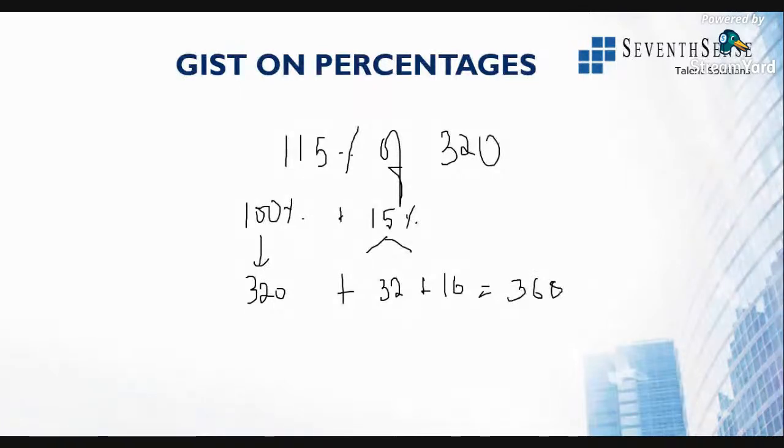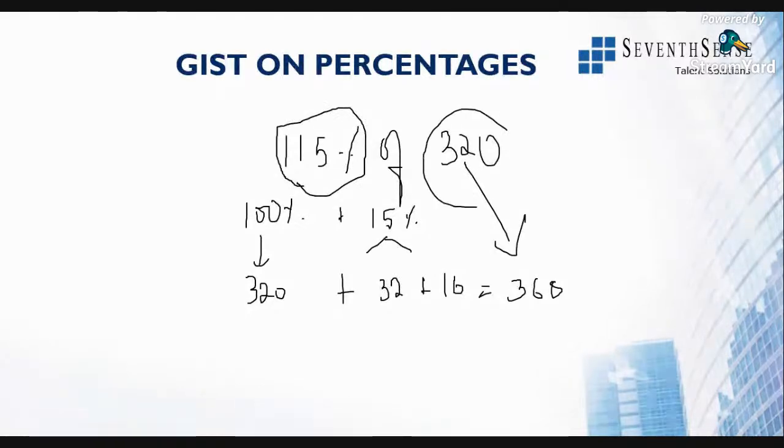So it will be more than this value if they ask for more than 100%. Less than 100% will always be less than this value. Okay, less than 100% means it will always be less than that value. All right, so the answer will be 368. Clear? All right, hope everyone understood this.